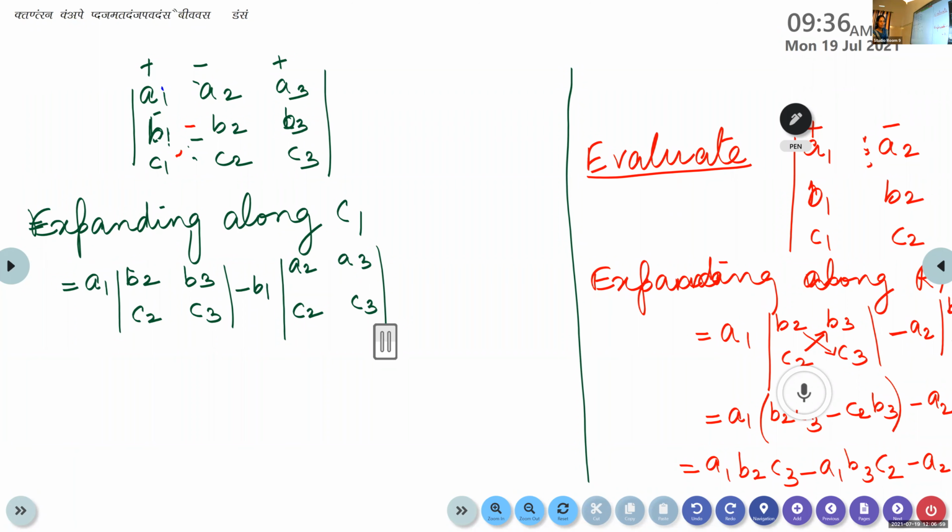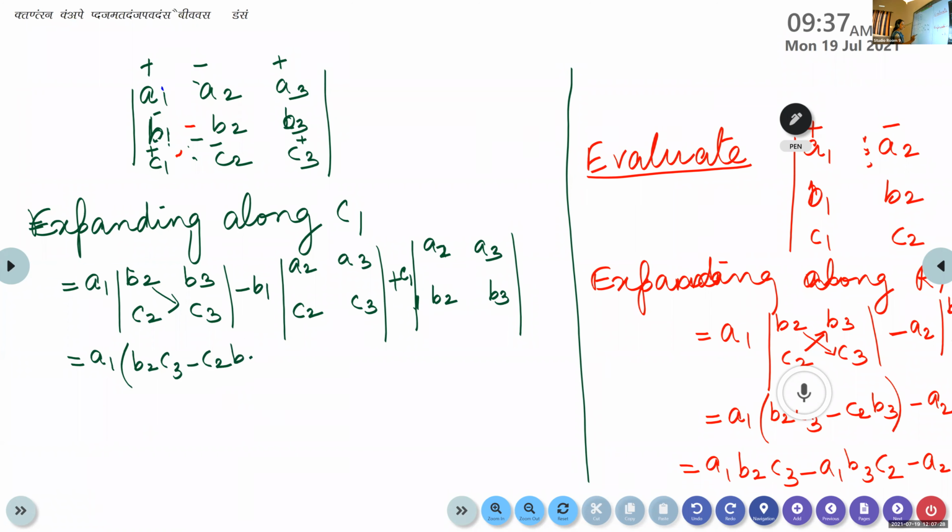What is the next one? The next one is plus, isn't it? Here it starts with plus. Plus, minus, plus. So plus C1 into determinant A2, A3, B2, B3. Now you expand it, which is A1 into. When you expand it, what will you get? B2, C3 minus C2, B3, minus B1 into A2, C3 minus A3, C2, plus C1 into. Is it correct, children?